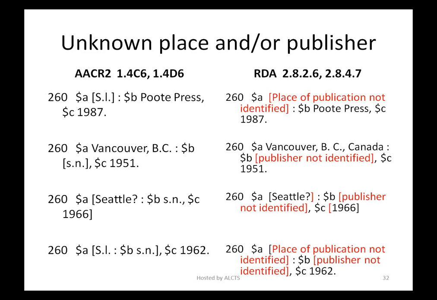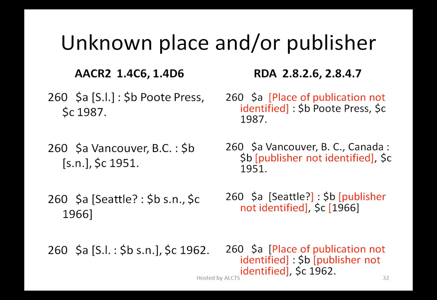In AACR2, we use Latin. The writers of RDA completely got rid of Latin in most cases. Maybe there's some Latin left, but they got rid of most of it. So S.l., the abbreviation for sine loco, gets replaced by place of publication not identified. S.n., sine nomine, I think, I can't remember what that means, gets replaced by publisher not identified. We still can have questionable places, but remember we bracket each individual element separately, so you can see that in the third example, and the fourth example just illustrates an example where you have both S.l. and S.n.